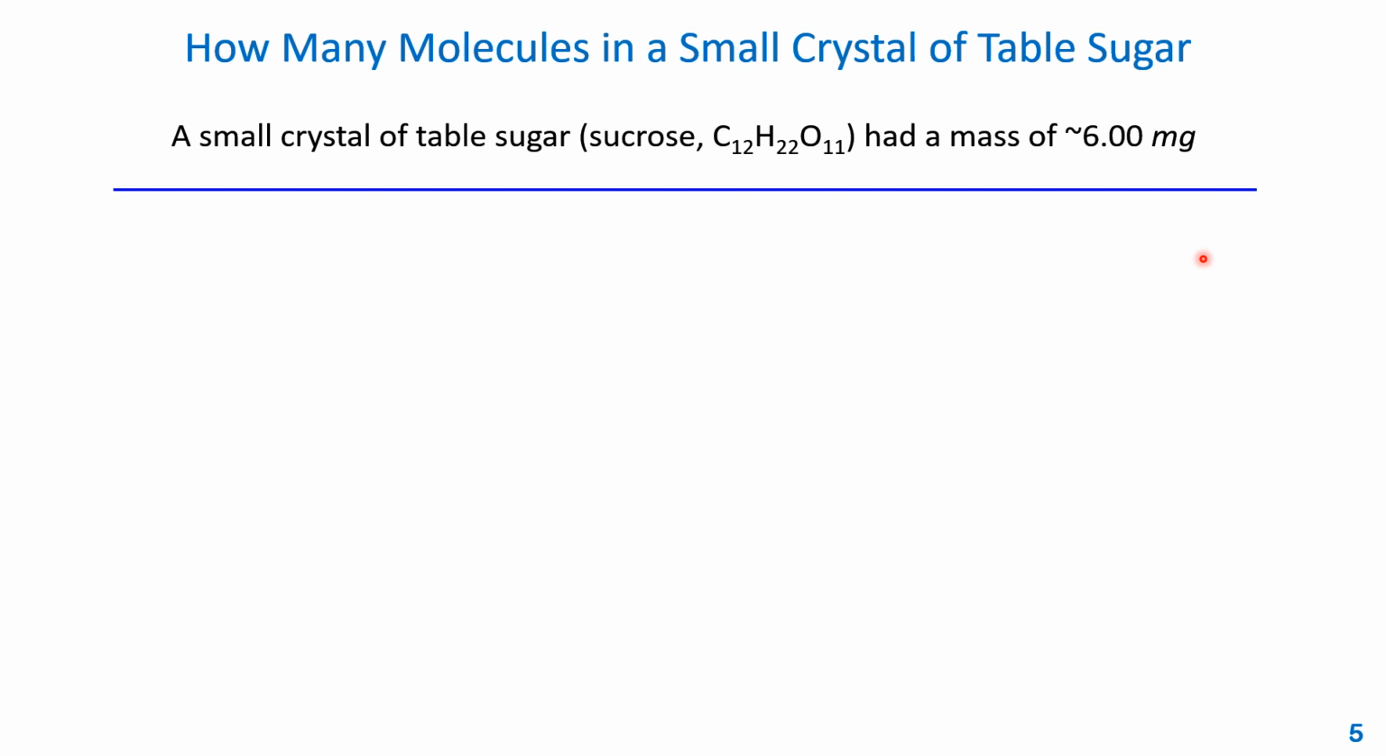Now, we need to convert the mass to grams. This is in milligrams, right? And then we know 1 milligram equals 10 to the negative 3 grams.